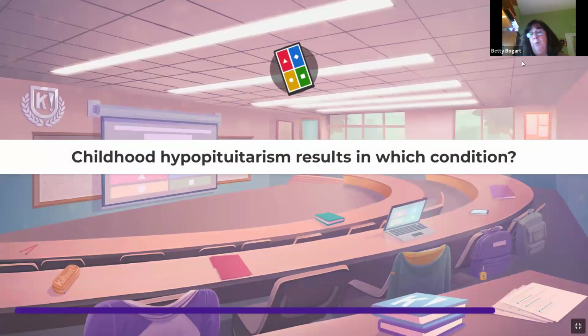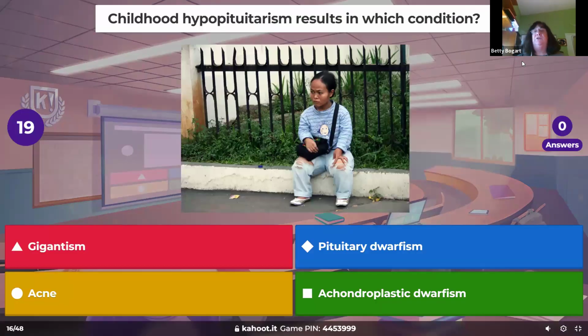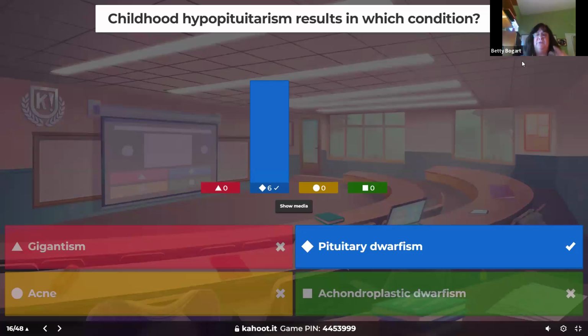Childhood hypopituitarism results in which condition? Now, again, this is anterior pituitary and has to do with growth. Hypo is less than you should. So we're going to see pituitary dwarfism. We also have hyperpituitarism, and that's gigantism. That's the 8 foot tall person. Many a time, it's actually a tumor on the pituitary gland.